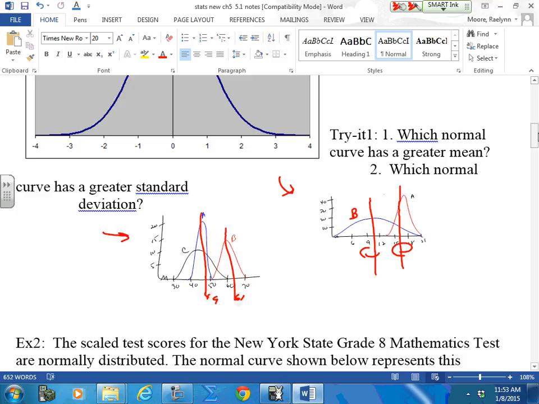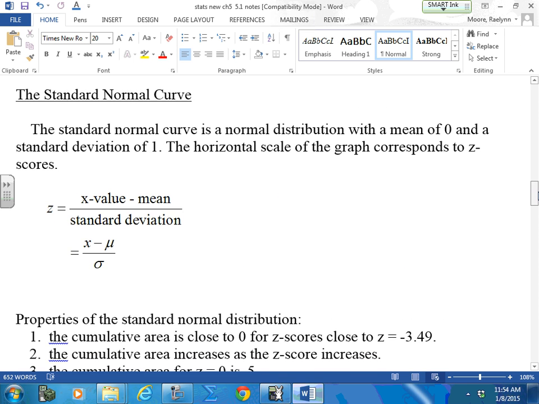Which curve, A, B, or C, has the smallest standard deviation? A. It's the narrowest. It varies the least from the mean. Which curve has the greatest standard deviation? C. Good. It's wider. Okay? That's what we did before. I'm going to skip those because I don't like those.